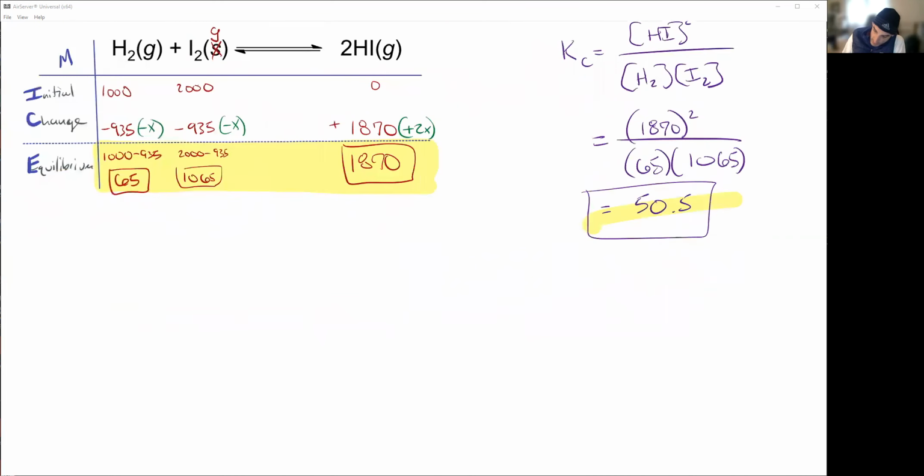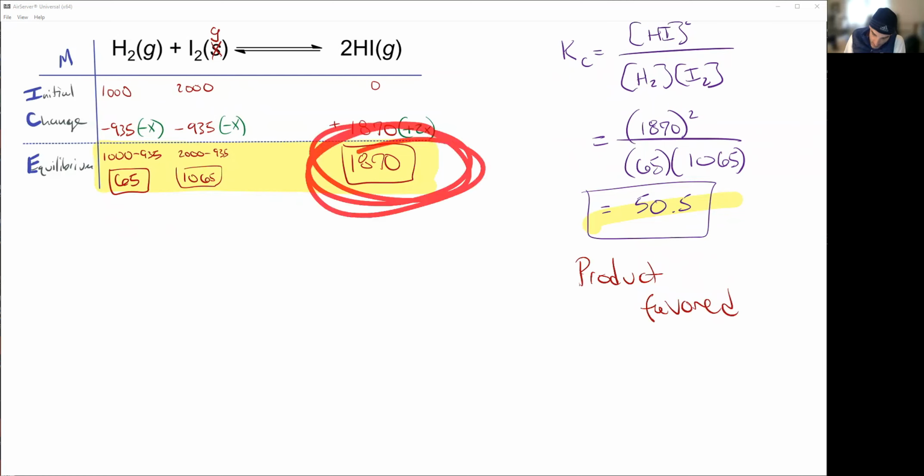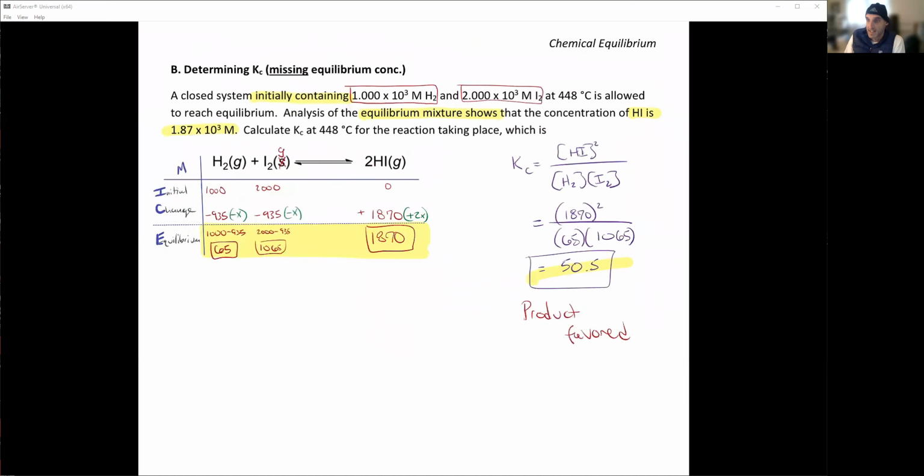Reactant or product favored? This is product favored. Does that make sense? Yeah, that number is much larger than those two. This is in fact product favored. Good, that was it. I don't need all this extra space, but that's the idea.